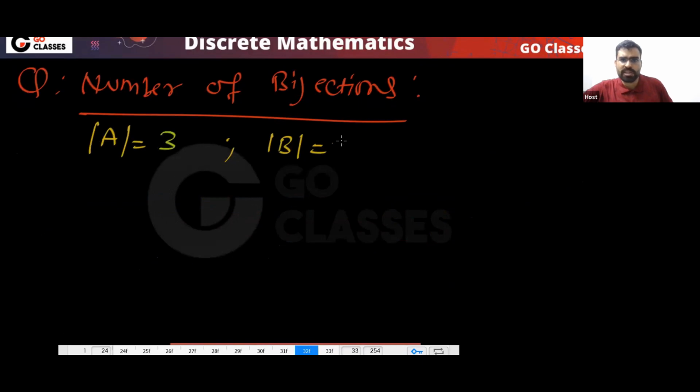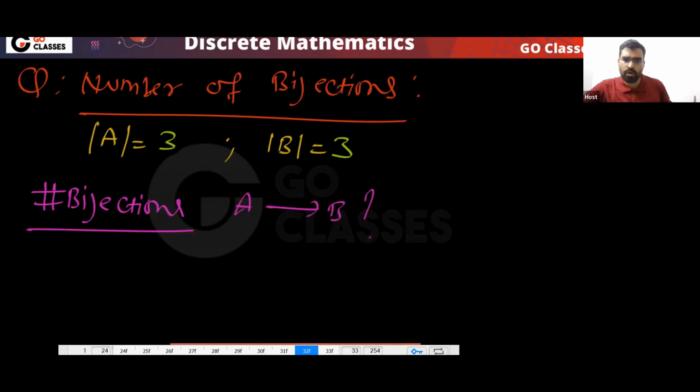Now let's assume you have 3 here and 3 here. Now how many bijections do you have? What is the number of bijections from A to B?